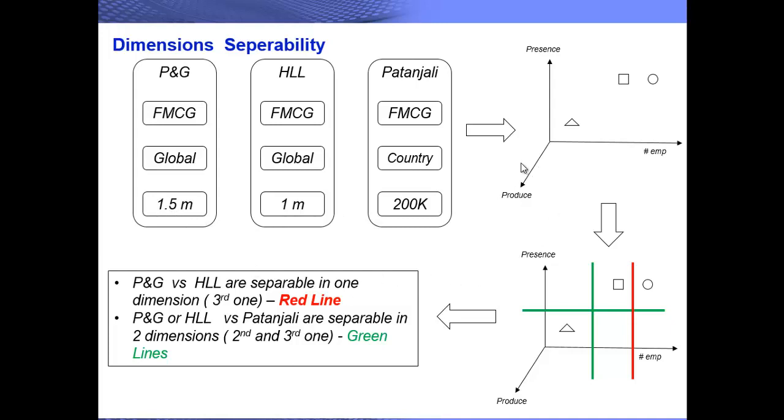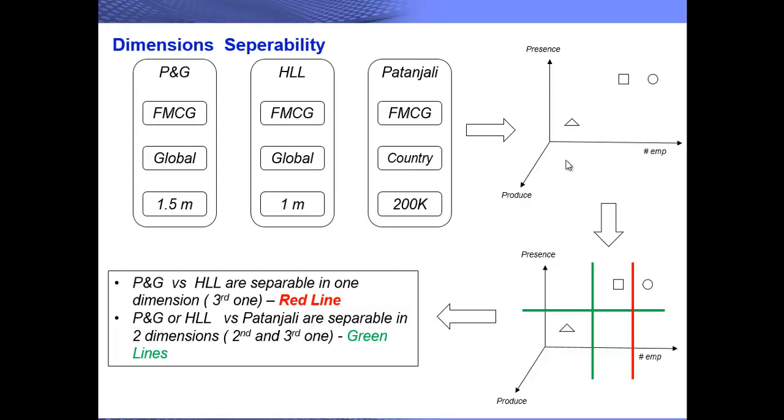Okay, now if we draw these 3 samples with these 3 dimensions, so one is the number of employees dimension, another is presence. So if it has a presence at the very least number of places, that means the country level, so it will come here, and as it has a global presence, it will go upward. Now what it produces, so we will just tick them on the different categories.